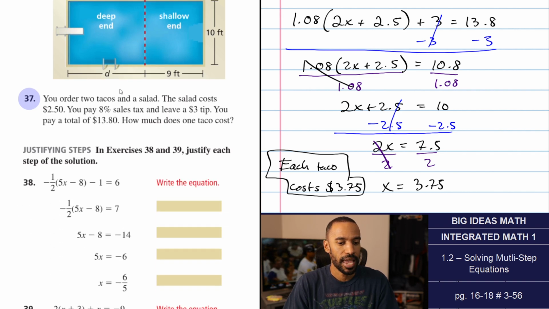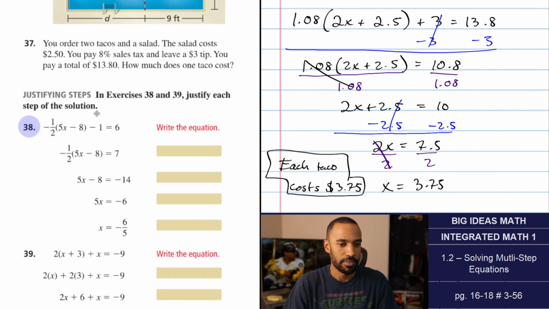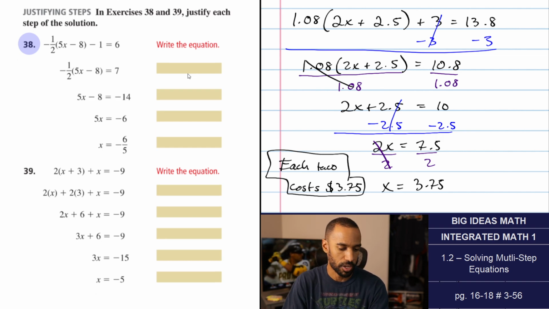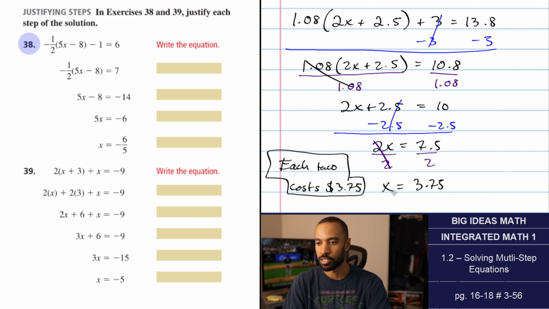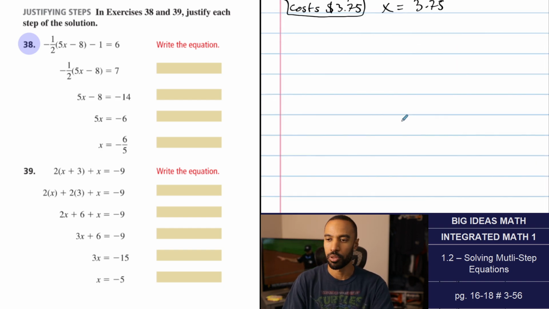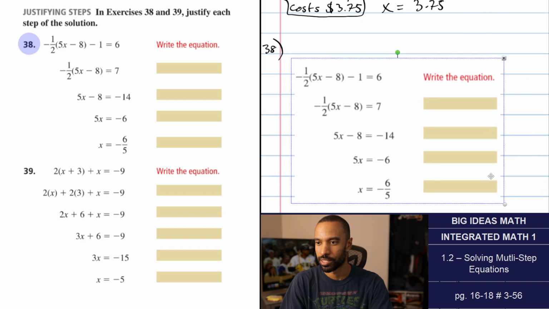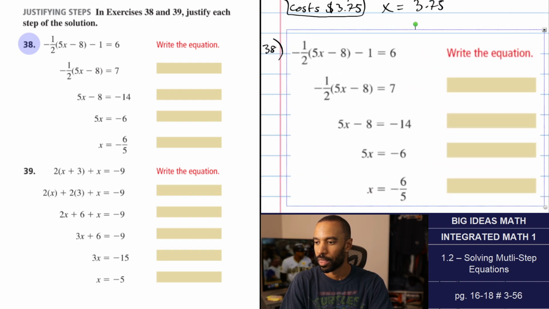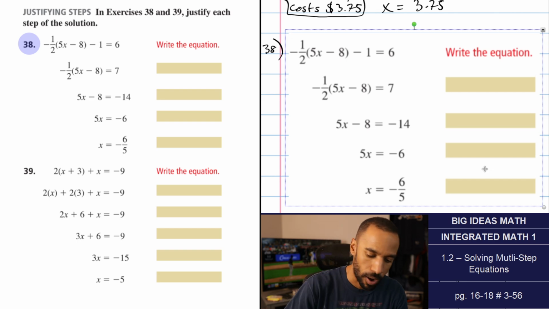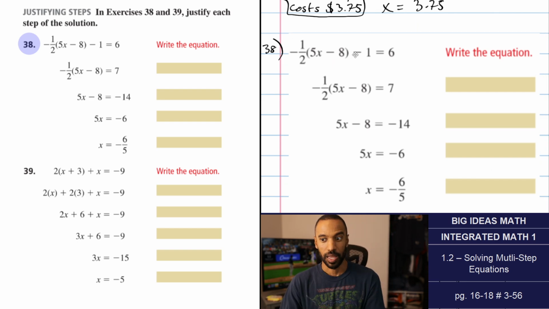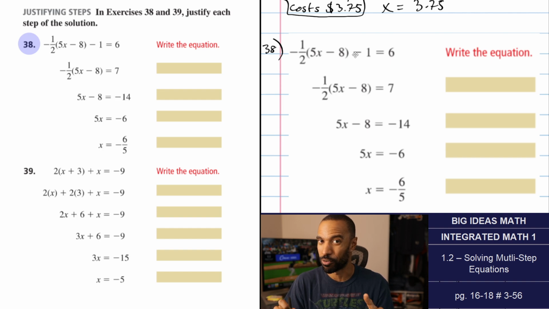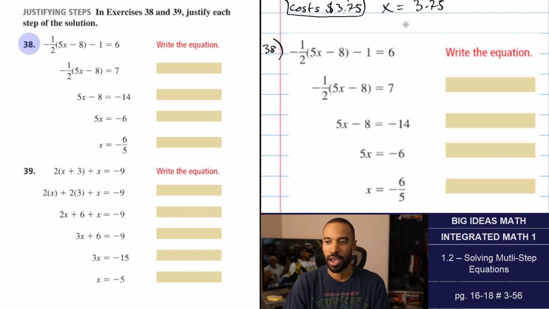Okay, numbers 38 and 39 justify each step of the solution. I'll tell you what, for myself, this is something where I'm going to copy and paste what's there, and I'm just going to write inside the little box to get the answers that we want to get here. So on number 38, ready, boom, and shrink it. Okay. And enlarge it. Okay. -1/2. And it's a good thing I spoke on what I spoke on before because they're doing it here. -1/2 times the quantity 5x minus 8, and then -1 equals 6.